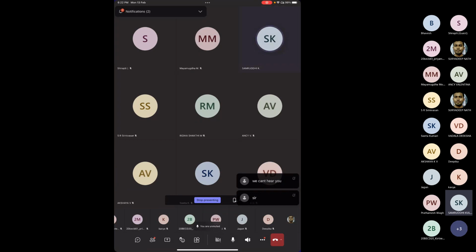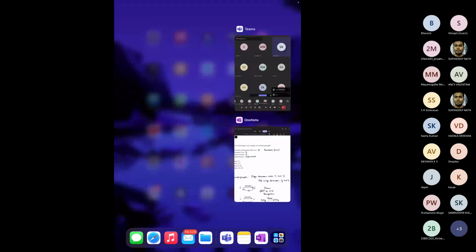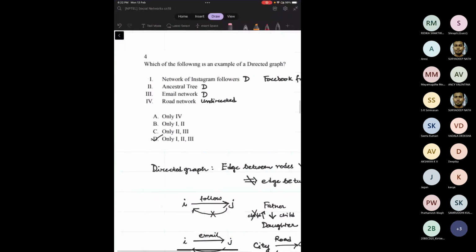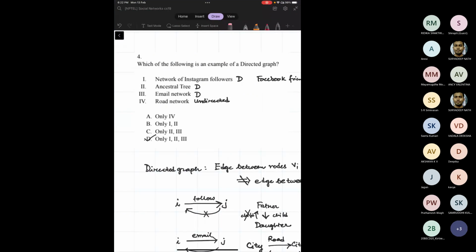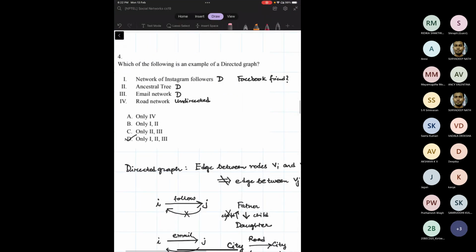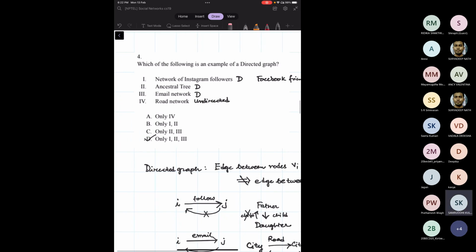We can't hear you. Yeah, I'm sorry, I got muted. So is it audible now? Yes, sir. Okay. Can someone tell where we lost, so I can repeat that part again? From the road network example.